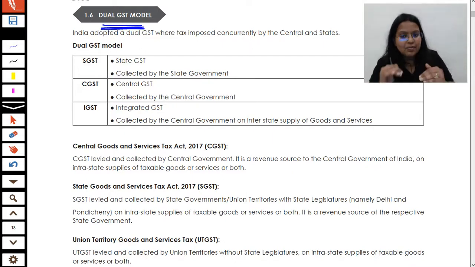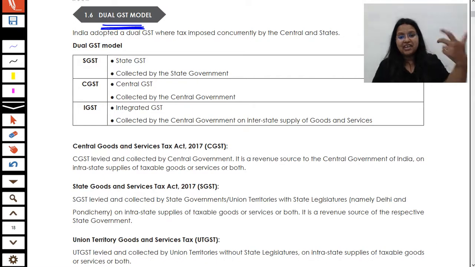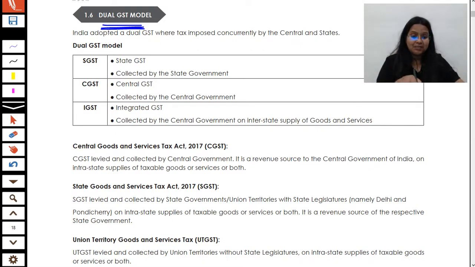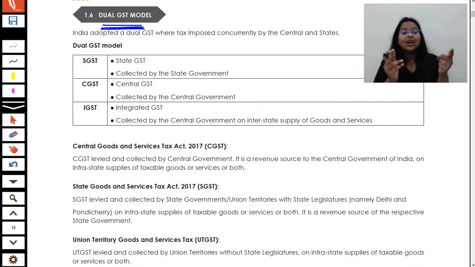Because, students, in this GST, taxes are imposed concurrently by both the governments, that is, the central as well as the state government. How? As I have told you, in the case of interstate supply, IGST shall be leviable, and IGST is collected by the central government. But whenever there is an intrastate supply, CGST plus SGST, or UTGST, shall be leviable. SGST is collected by the state government, as it is state GST, and CGST is collected by the central government. That's why it is a dual GST model.